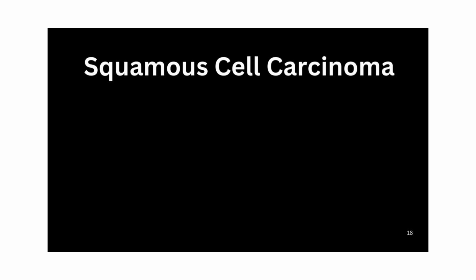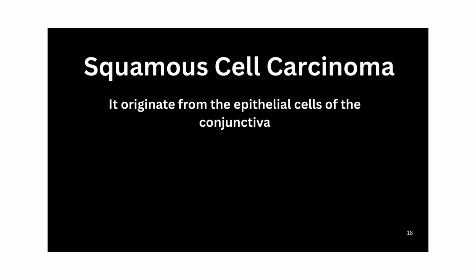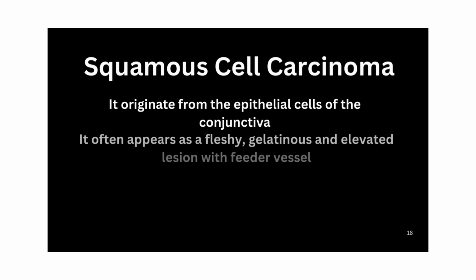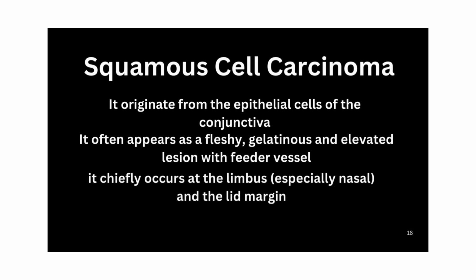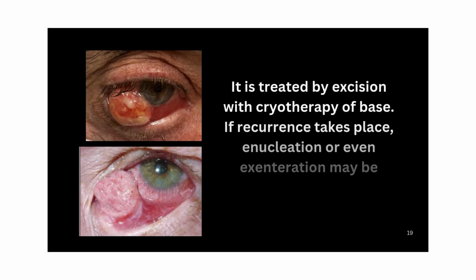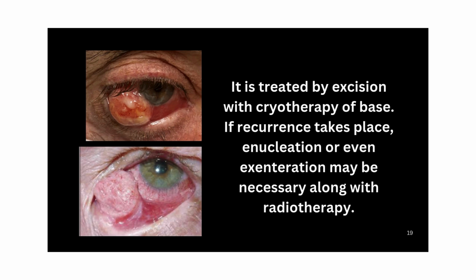Squamous cell carcinoma, an example of malignant tumor. It originates from the epithelial cells of the conjunctiva. It often appears as a fleshy, gelatinous and elevated lesion with feeder vessel. It chiefly occurs at the limbus, especially nasal, and the lid margin. Here is the image of squamous cell carcinoma. It is treated by excision with cryotherapy of the base. If recurrence takes place, enucleation or even exenteration may be necessary along with radiotherapy.